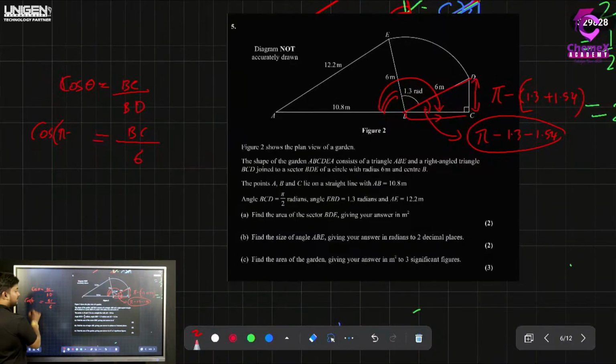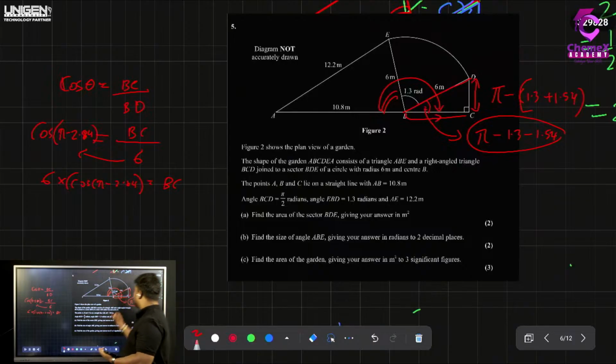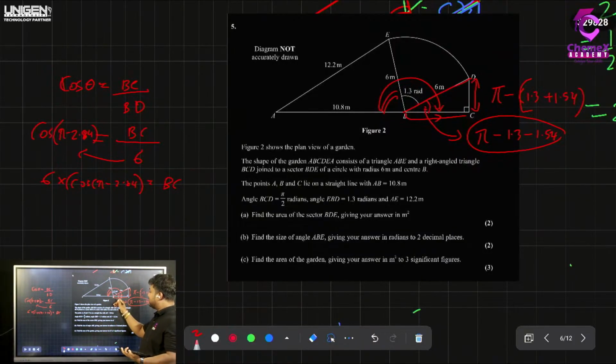Pi minus, what is 1.3 minus 1.3 and 1.54 is how much? When you add, it's going to be 2.84. Then when you type, type in red mode, 6 into 6 times cos pi minus 2.84. Don't round it also. Get it for like more decimals. Alright, still we are not done with that. So if you got that, that's the distance of this.